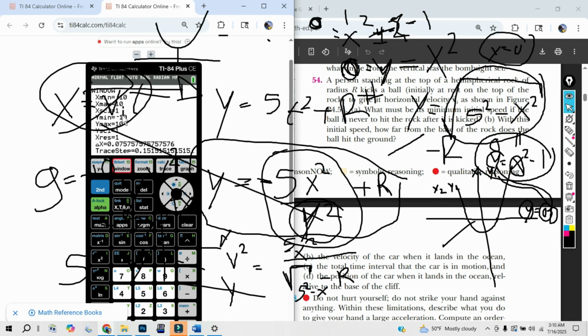Change the window. We're going to do negative 100. Oh. Oh, I didn't like that. Negative 30. Wait, why isn't it X min, X max? I don't know.